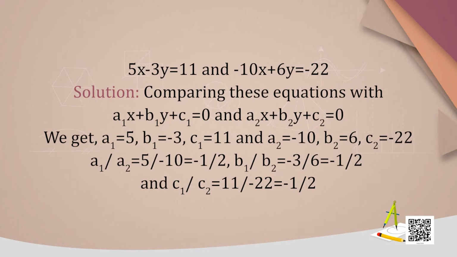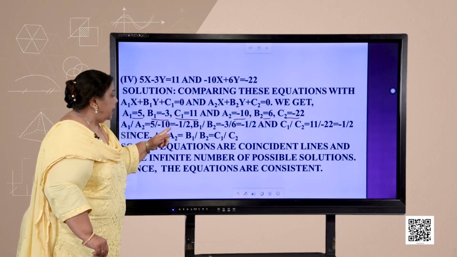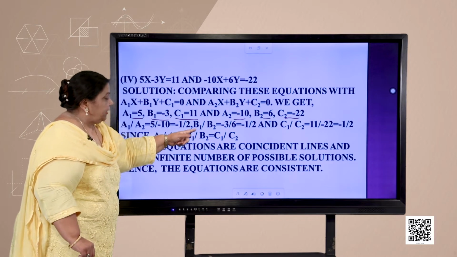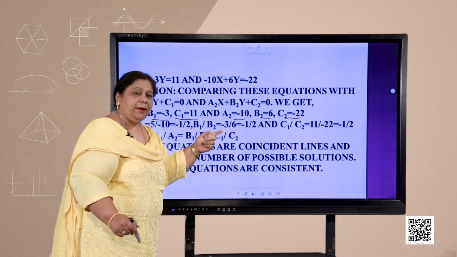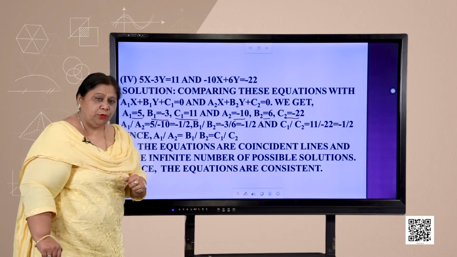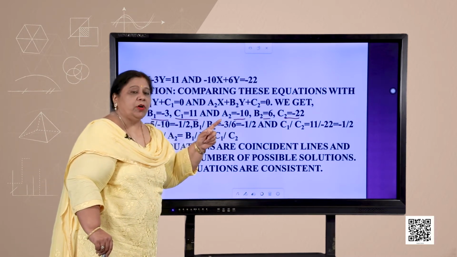Again comparing with the general equations, we have a1 is equal to 5, b1 is equal to minus 3, c1 is equal to 11, a2 is minus 10, b2 is 6 and c2 is minus 22. Look at the ratios. a1 upon a2 is equal to 5 upon minus 10, that is equal to minus 1 upon 2. What about b1 upon b2? It is minus 3 upon 6, that is again minus 1 upon 2, and c1 upon c2 is 11 upon minus 22, that is again minus 1 upon 2.